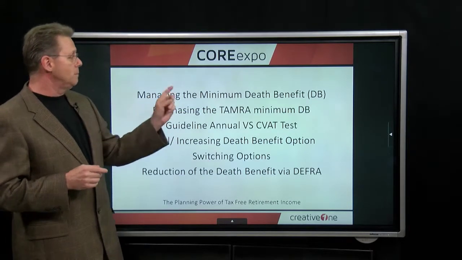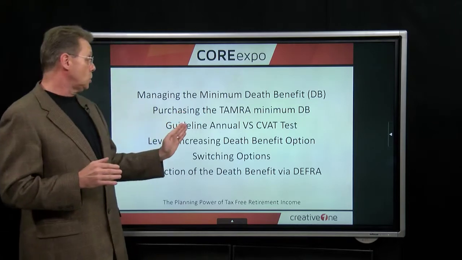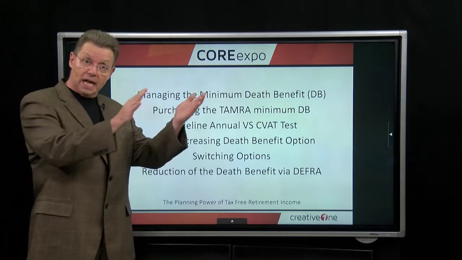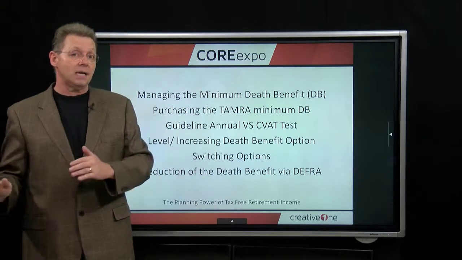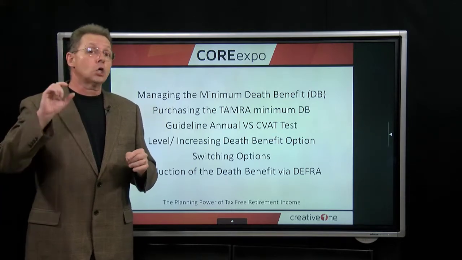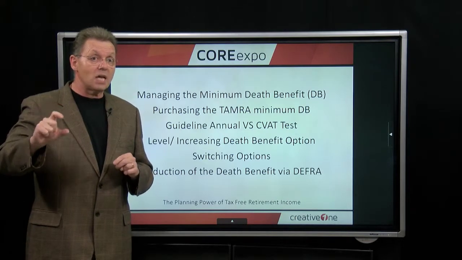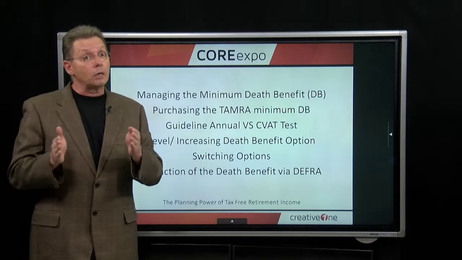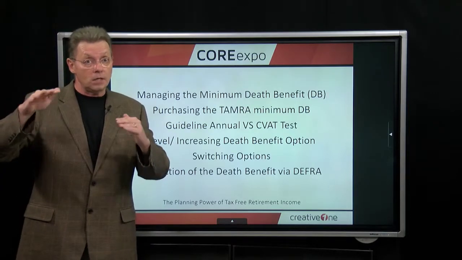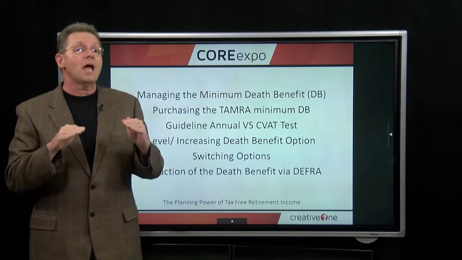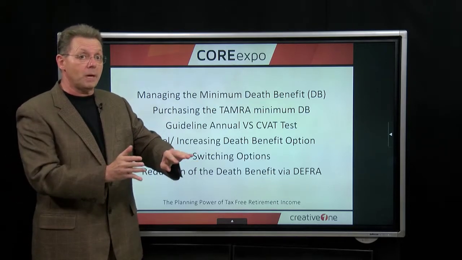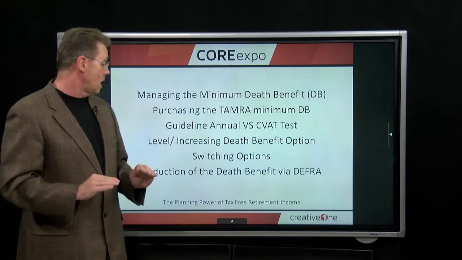I'm going to manage the minimum death benefit from the get-go. I'm going to purchase the TAMRA minimum death benefit, and I'm going to have to look at the selection. Am I going to use the guideline annual, or am I going to use the CVAT test, the cash value accumulation test? The cash value accumulation test is predicated on guaranteed pricing inside the policy and guaranteed crediting. Sometimes it's better to use the CVAT, or the cash value accumulation test, to get the numbers down, to get the cost down so much that I can really have great performance in the contract. Again, I separate always performance from the actual product expense. And if my goal is to make my product expense the least, I'm going to look at both of these.